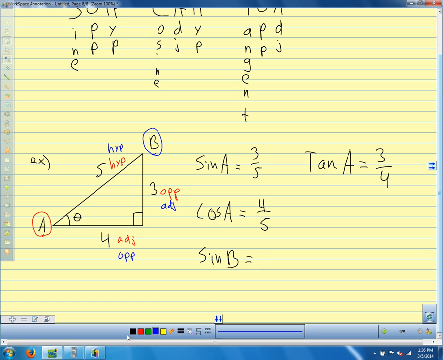So the sine of B is the opposite over the hypotenuse. So the sine of B would be 4/5. Cosine of B, adjacent over hypotenuse, 3/5. And the tangent of B, opposite over adjacent, 4/3.